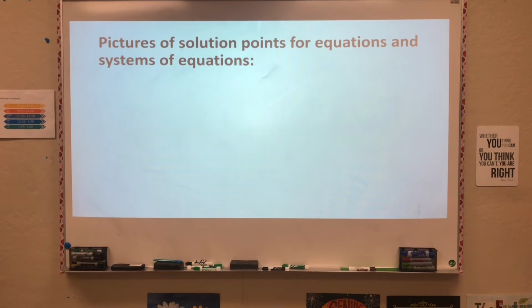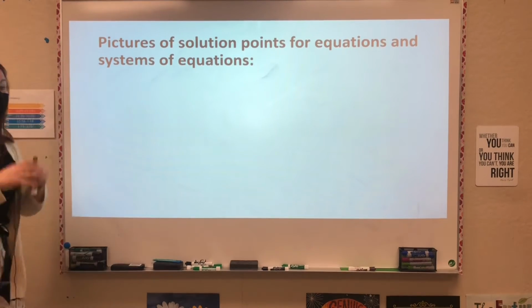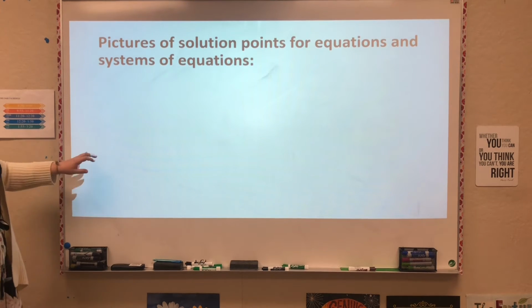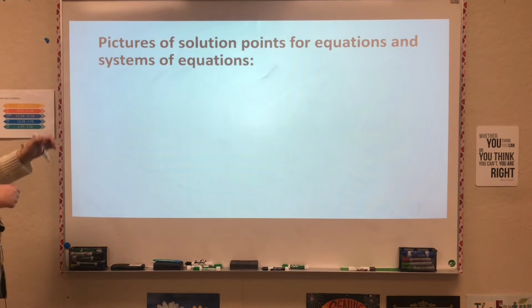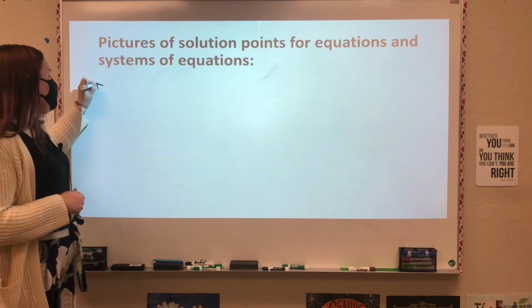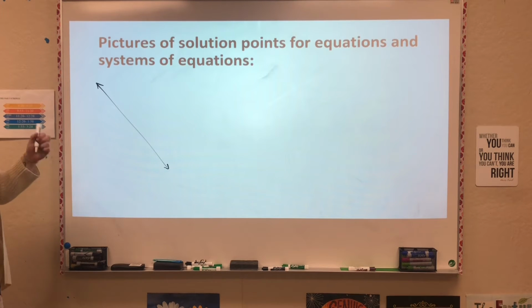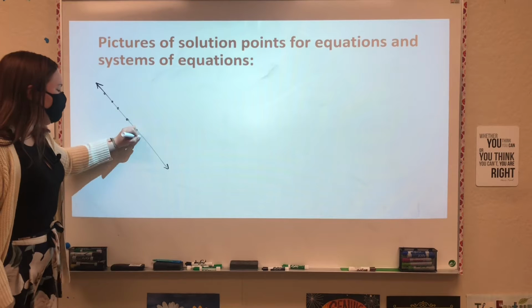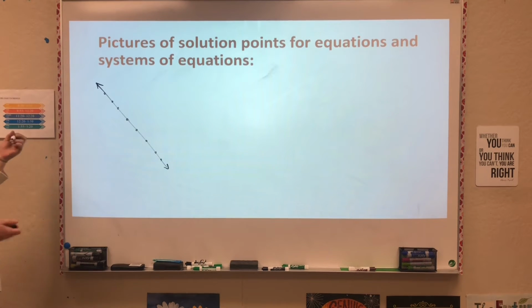Like I said earlier, the direction we're going to go in tomorrow is looking more at the graphs of these. So at this point, I just want to pause and talk about what these graphs would look like. We said earlier, when you're talking about a single equation, a single equation has how many solution points? Infinite. Yeah, because there's tons of points that lie on a single line. And to be a solution point, it has to be a point that lies on the line.